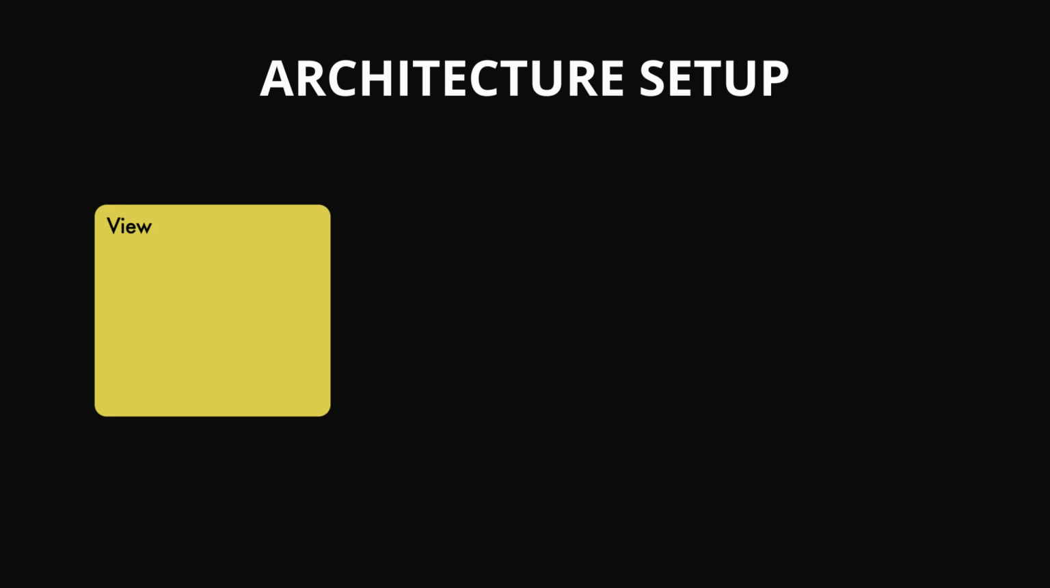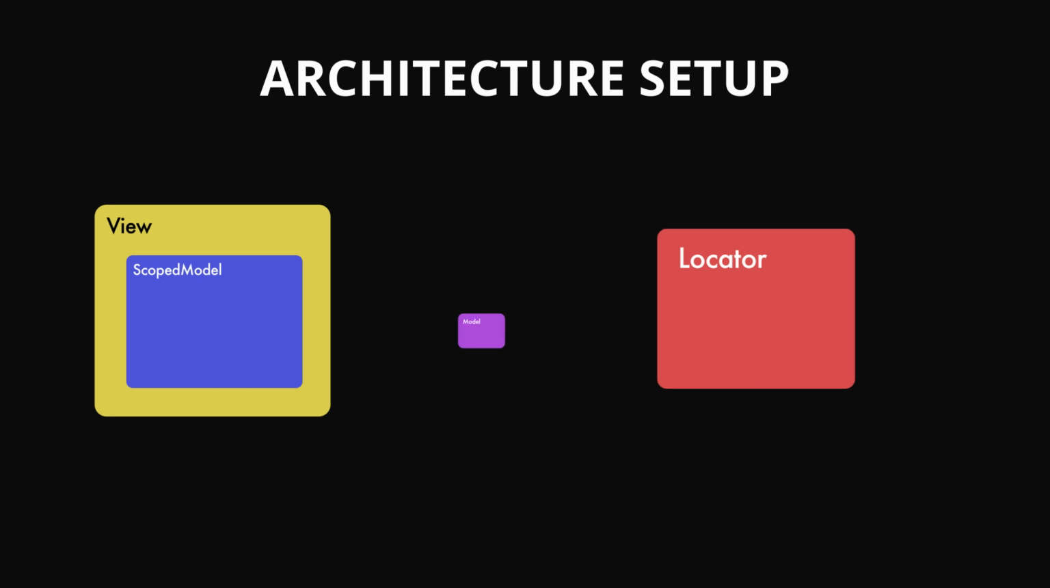The way we'll set up the architecture is as follows. Each view will have a root scoped model widget and will be passed an instance of the associated model when the widget is built. The model will be retrieved through a locator setup using getIt, and the services will also be injected into the model using the locator. With that said, let's start coding.